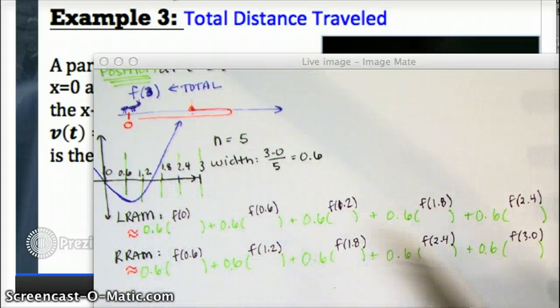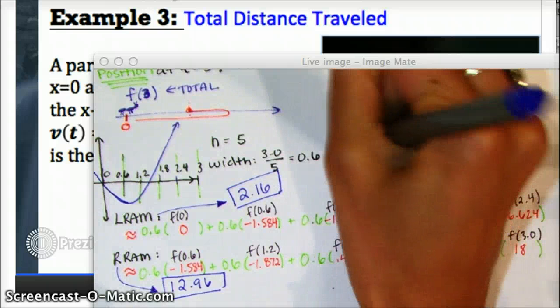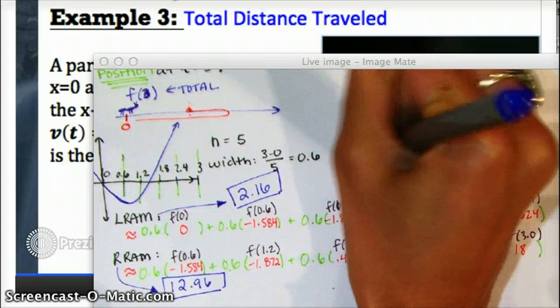When we actually evaluate this, we get a left-hand approximation of 216 and a right-hand approximation of 1296. Now, those are really different numbers. For the purposes of this example, we can average them together. 1296 plus 216 is 1512, and then divided by 2, we would get an approximate area of 756.